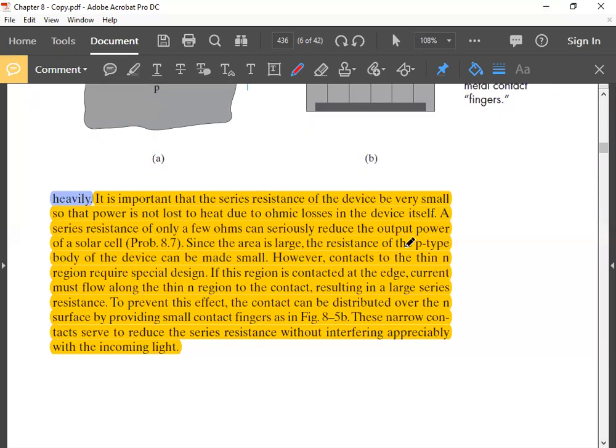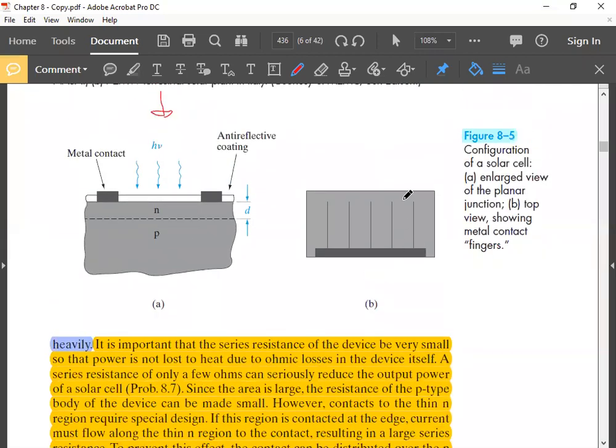Since the area is large, the resistance of the P-type body of the device can be made small. As I told you, on the P side we do not have any problem with contact. However, contacts to the thin end region require a special design. If this region is contacted on the edge, current must flow along the thin end region to the contact, resulting in a large series resistance. So to prevent this effect, the contact can be distributed over the end surface by providing small contact fingers, as in figure 8.5b.